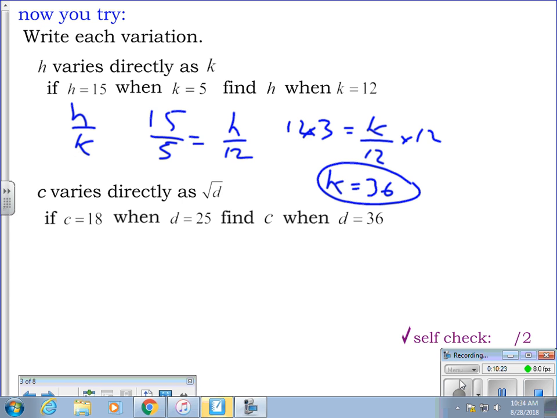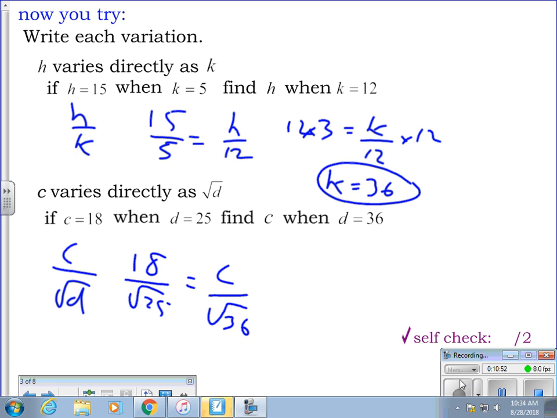If you figured out that, oh, it's equal to 3, it's going to be 3 times as much, it's 36, that's fine with me. Once again, there's lots of ways to do that. That's the easy way for me. Second one, C varies directly as the square root of D. C, square root of D. Very important. So when C is 18 when D is 25, I get 18 over the square root of 25 equals, I don't know, over the square root of 36. Set up first, then solve.